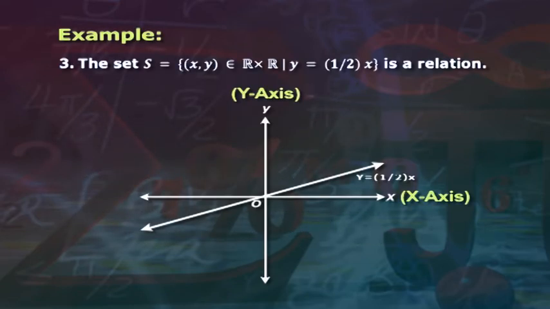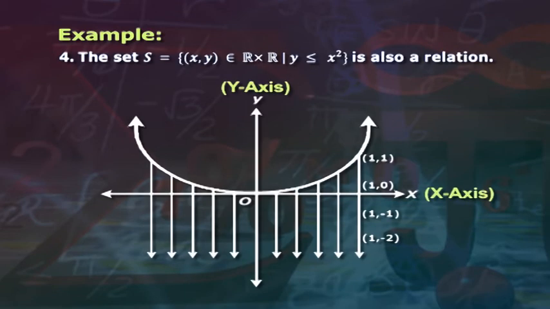3. The set S equal to the set of ordered pairs (x, y) in R cross R such that y equals 1/2 times x is a relation. 4. The set S equal to the set of ordered pairs (x, y) in R² such that y is less than or equal to x square is also a relation.